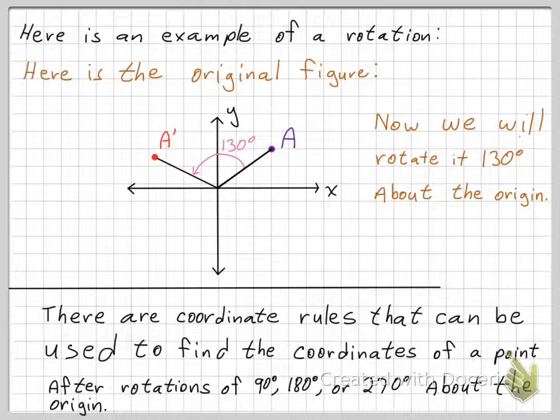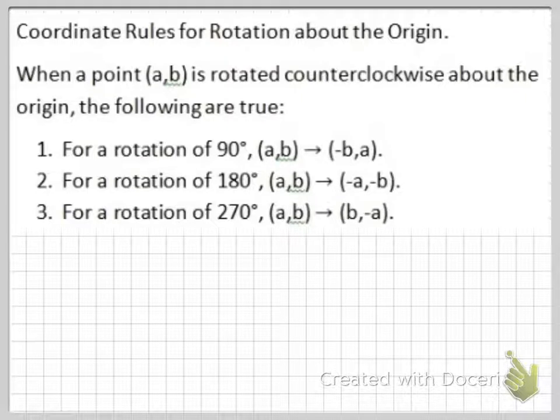Alright, there are coordinate rules that can be used to find the coordinates of a point after rotations of 90 degrees, 180 degrees, or 270 degrees about the origin. And remember, at any point in this presentation you can pause it and write down your notes at your leisure. Rewind, do whatever you want. You're in total control of these presentations. I'm going to continue. These are the coordinate rules for rotation about the origin.